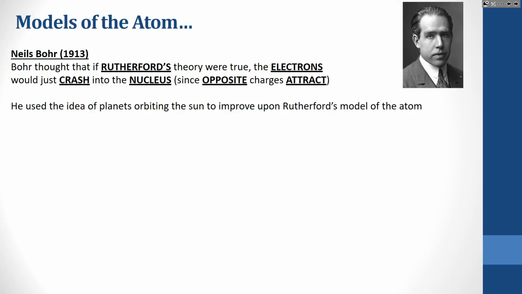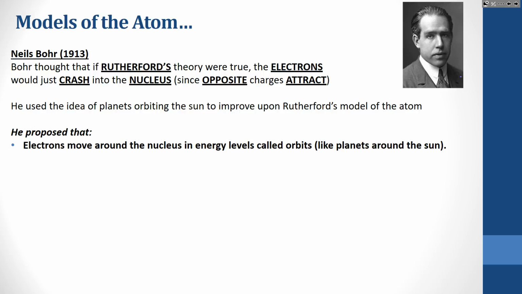Well, because we are traveling through space at a speed fast enough that we maintain our orbit, much like the moon maintains its orbit around us, the satellites that we've put in orbit maintain their orbit around us without crashing into the Earth. So if we have enough speed, enough energy, then we can stay outside of that nucleus without crashing in. So what he imagined was that electrons are moving around the nucleus in these specific energy levels, and he called them orbits, just like planets going around the sun.